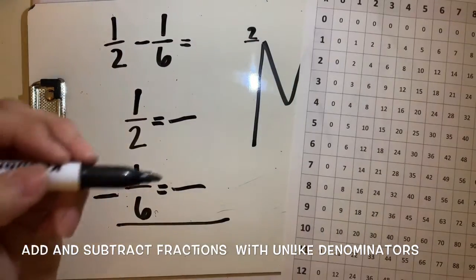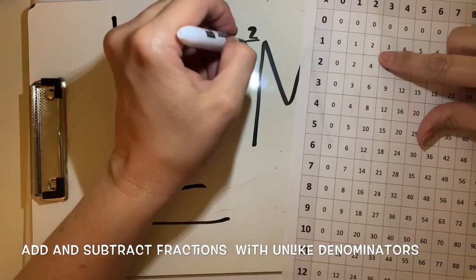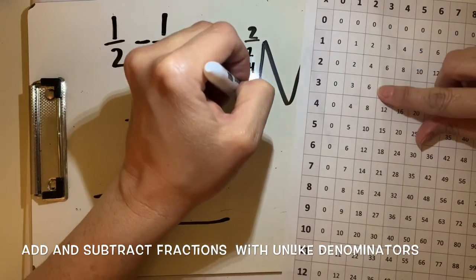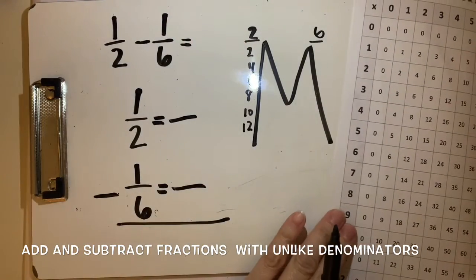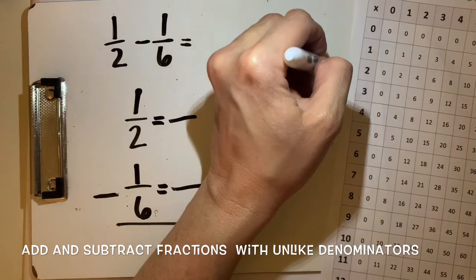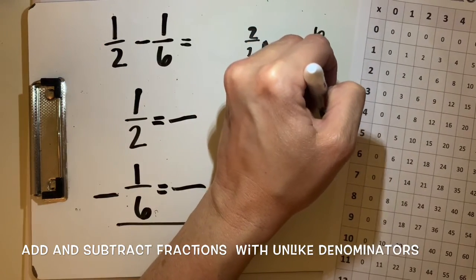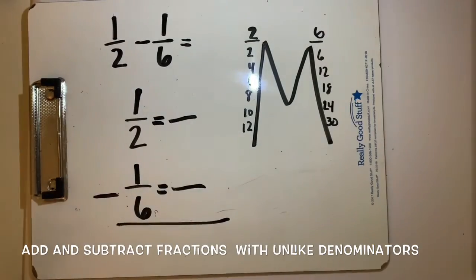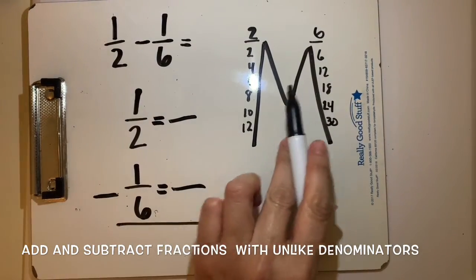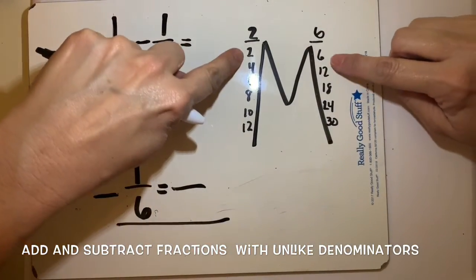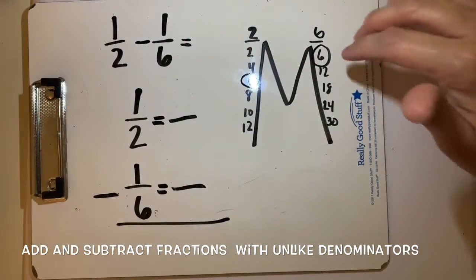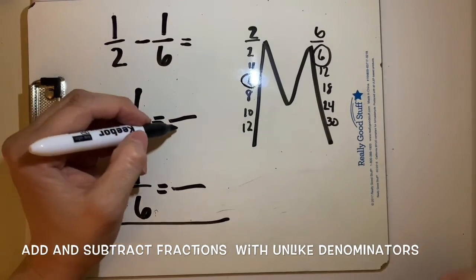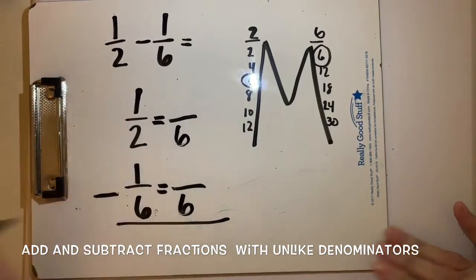Again, I can use my chart, but I'm sure you know how to count by 2s. So 2, 4, 6, 8, 10, 12. Let's see if we can stop there. And my multiples of 6: 12, 18, 24, and 30. Let's see if we have a least common multiple. There's no 2 on both sides, no 4. Oh, 6. There's a 6 on both sides, and that is the least number they have in common. So that is my new denominator.